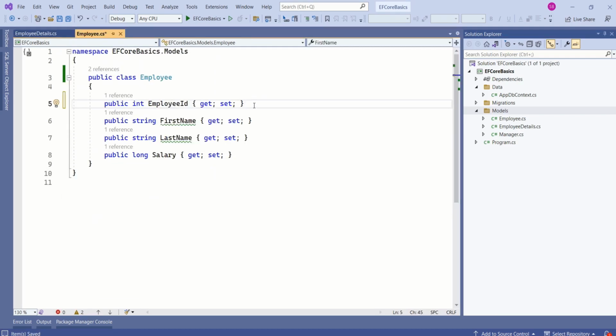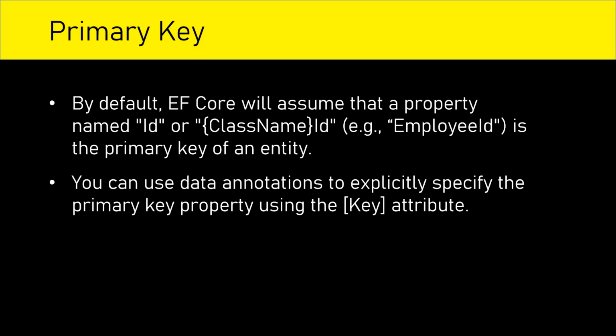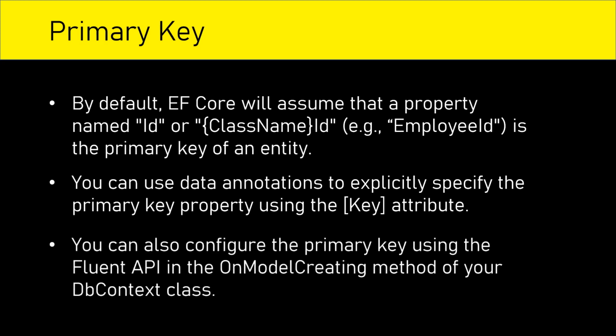In the Employee table, this EmployeeId is a primary key. Talking about primary keys, by default, Entity Framework Core will assume that a property named Id, or the class name along with Id, in our case it is EmployeeId, is the primary key of an entity. Second thing is, you can also use data annotations to explicitly specify the primary key property using the Key attribute. I'll show you how to do it. And one more thing is, you can also configure the primary key using the Fluent API in the OnModelCreating method of your DbContext class.